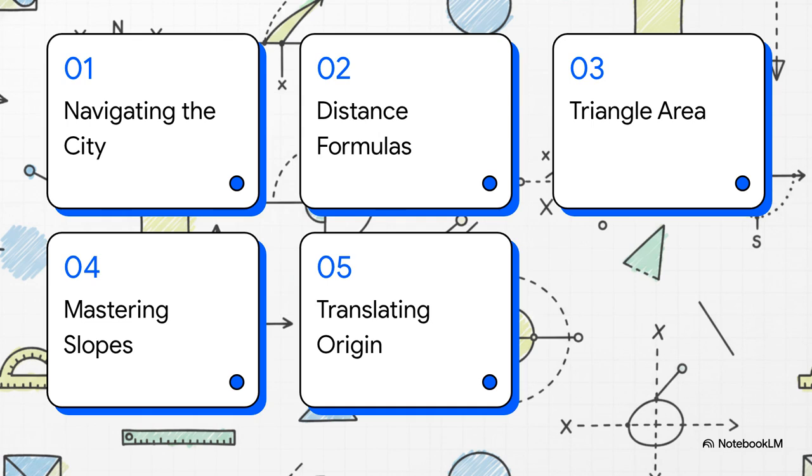So here's our syllabus for today. 1. Navigating the coordinate city. 2. Distance and section formulas. 3. Triangle areas and collinearity. 4. Mastering slopes. And 5. Translating the origin. Let's do this.